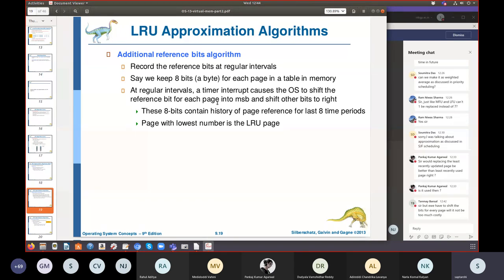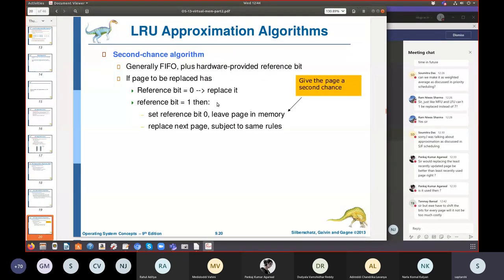Whereas if you come to this second chance algorithm, the cost is very low. You are just using 1 bit and just flipping 1 bit from 0 to 1 or 1 to 0. However, it's a coarser approximation. You are not able to keep a very good record of the history. But of course, this kind of trade-off we see throughout the operating system course, and I guess even in networks. In any systems course, there will be this trade-off between accuracy and performance.